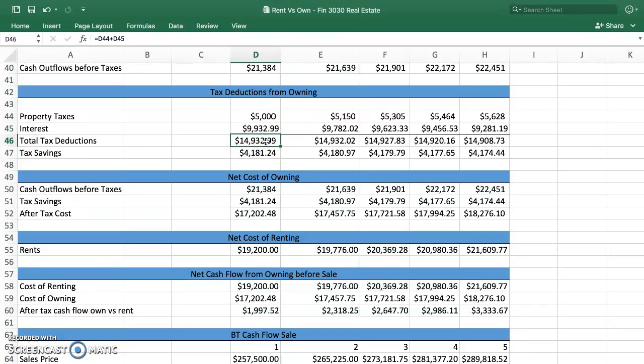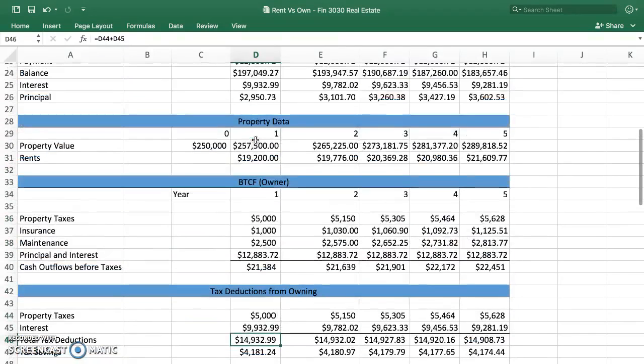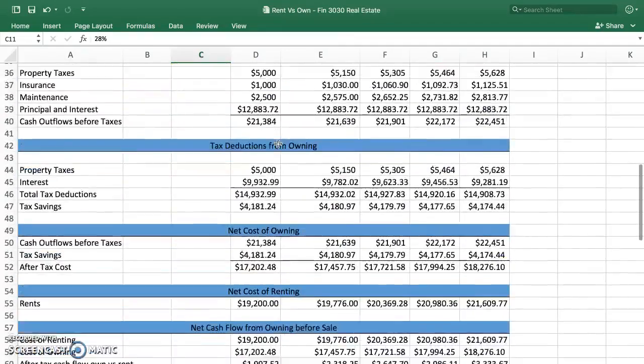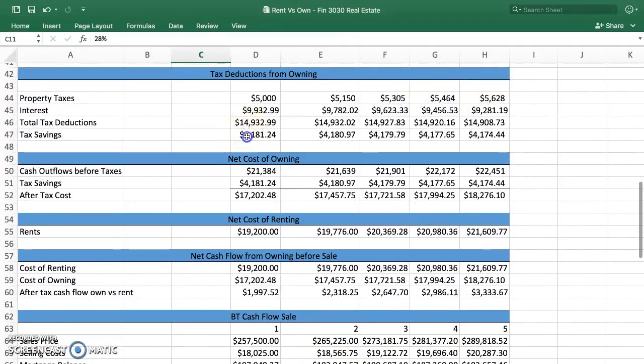But then here, the total tax deductions, we are going to want to add these two together. So same for every successive year. And then the tax savings is going to be this total tax deductions times the marginal tax rate of 28%. Alright, so that will get us all of our final numbers here, years 1 through 5.